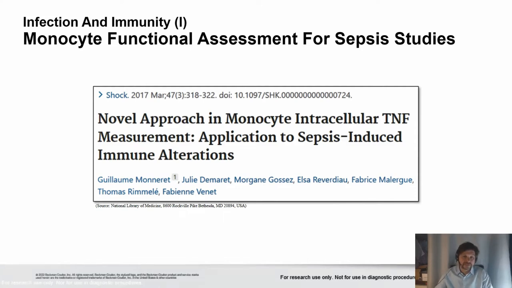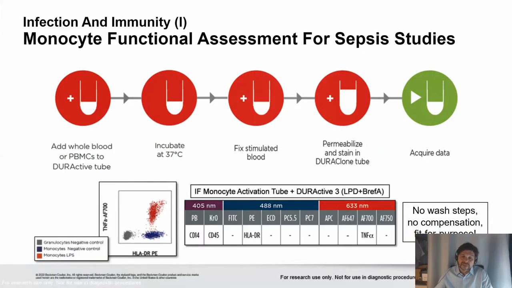Let's go to a different field, infection immunity. Here I would like to show functional assessment of myeloid cells, of monocytes in sepsis studies, where also a DURAClone and a DURActive tube is used. And here I would like, similar to what the authors did, to really focus a little bit on the workflow. So we see that the respective blood sample would be just added to the DURActive tube that contains LPS and BRAFL DNA, so to have toll-like receptor-mediated stimulation.